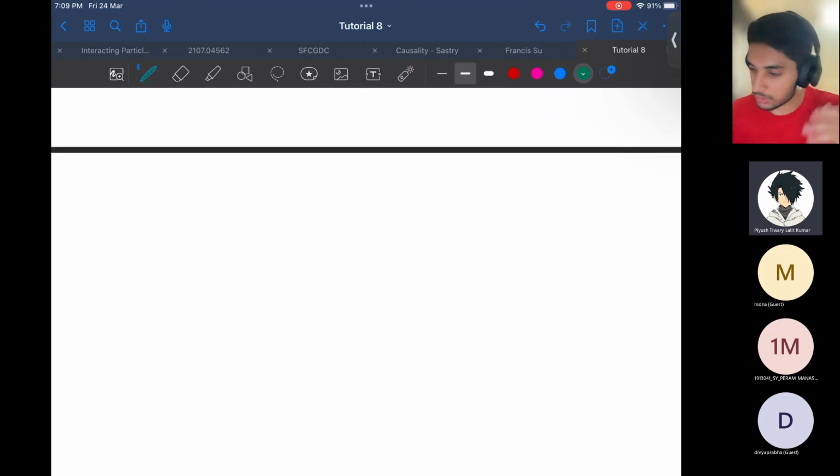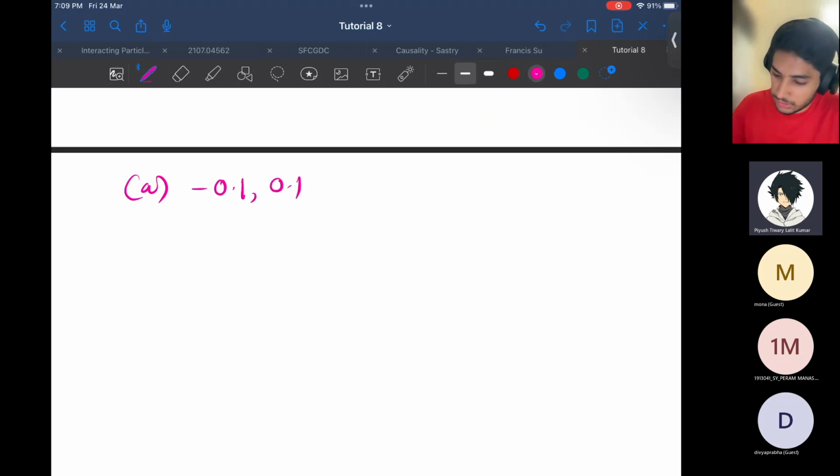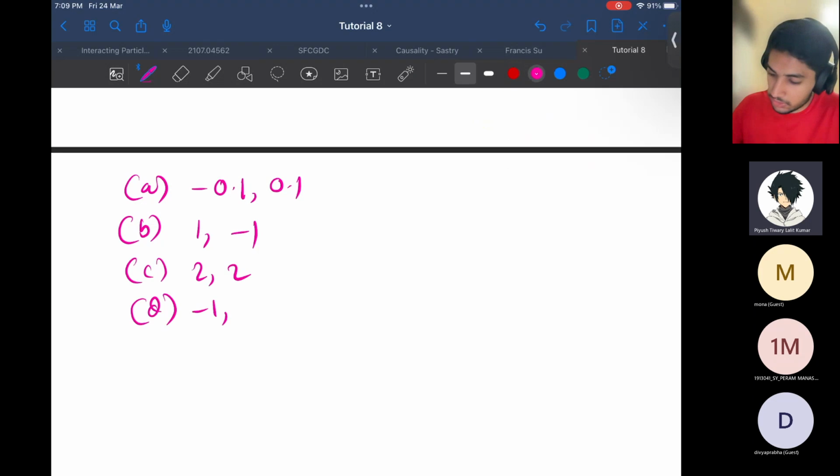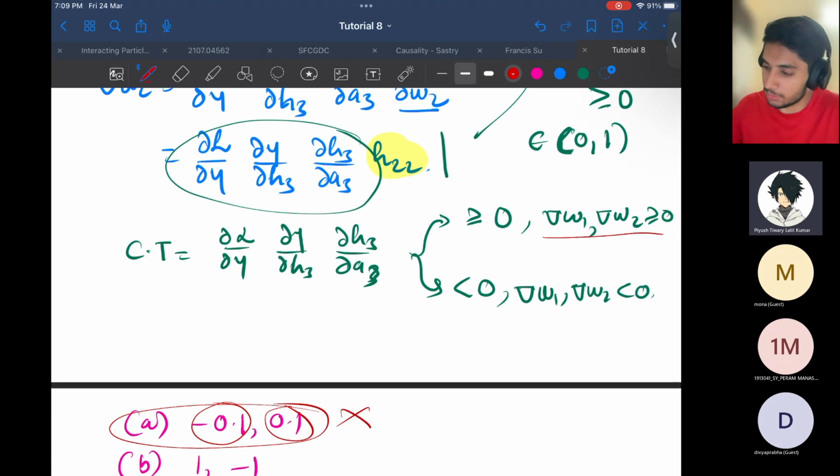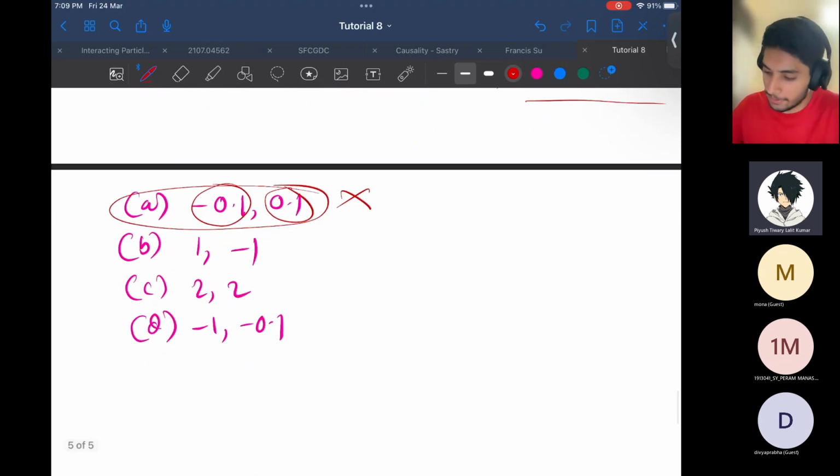So let us look at the options now. What is the first option? A is minus 0.1 comma 0.1. B is 1 comma minus 1. C is 2 comma 2. D is minus 1 comma minus 0.1. Well, is A possible? This is not possible at all, right? One of them is negative, one of them is positive. However, we have seen that either both of them will be positive, or both of them will be negative.